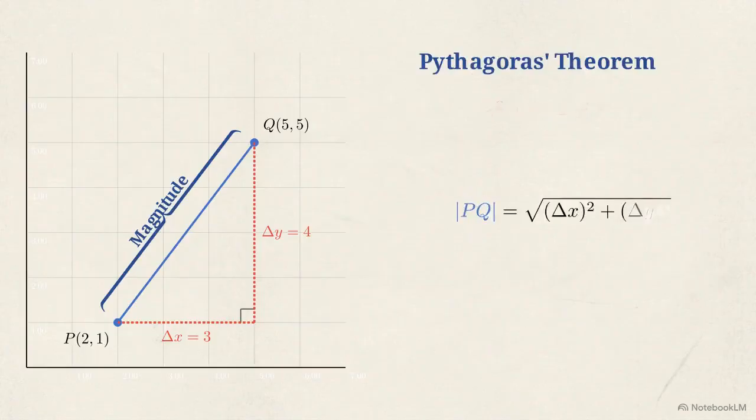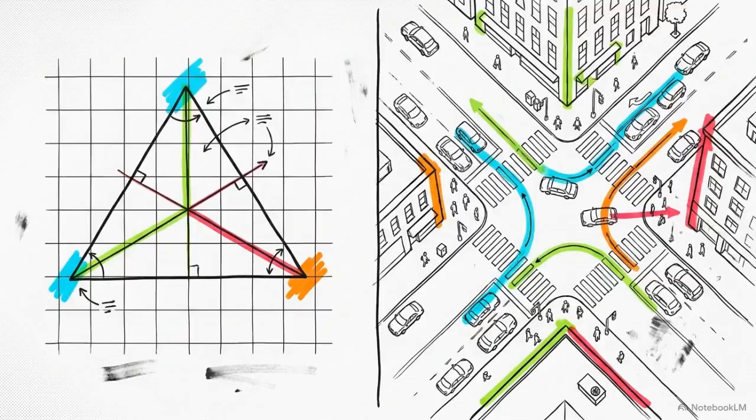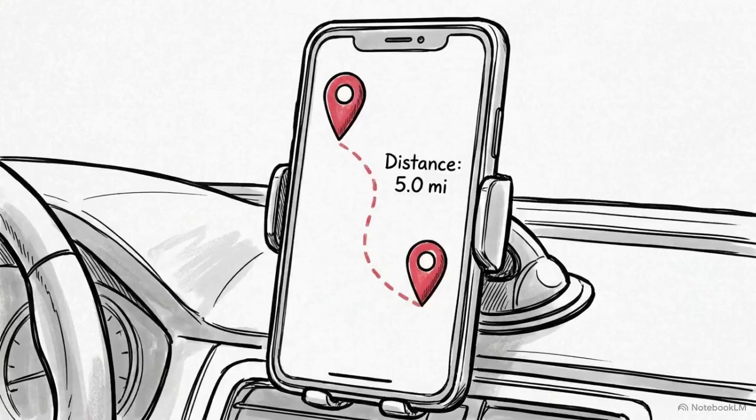The Pythagorean relationship translates into the formal magnitude equation: the square root of the change in x squared plus the change in y squared. Substitute our side lengths of 3 and 4 into the squares, giving us 9 plus 16. That equates to the square root of 25, which resolves to a magnitude of 5 units. This calculation bridges abstract geometry with tangible reality. This is exactly the mathematical logic that allows mapping software to compute the physical distance between two raw GPS coordinates.